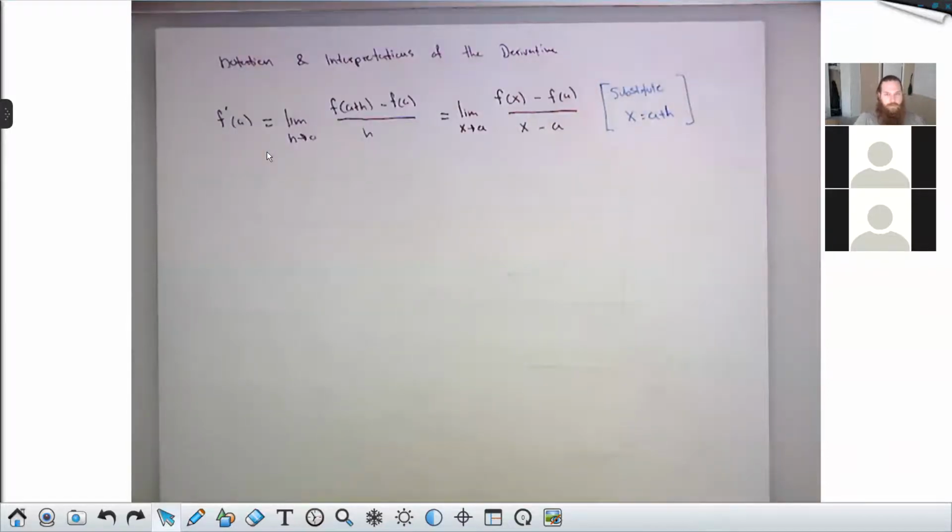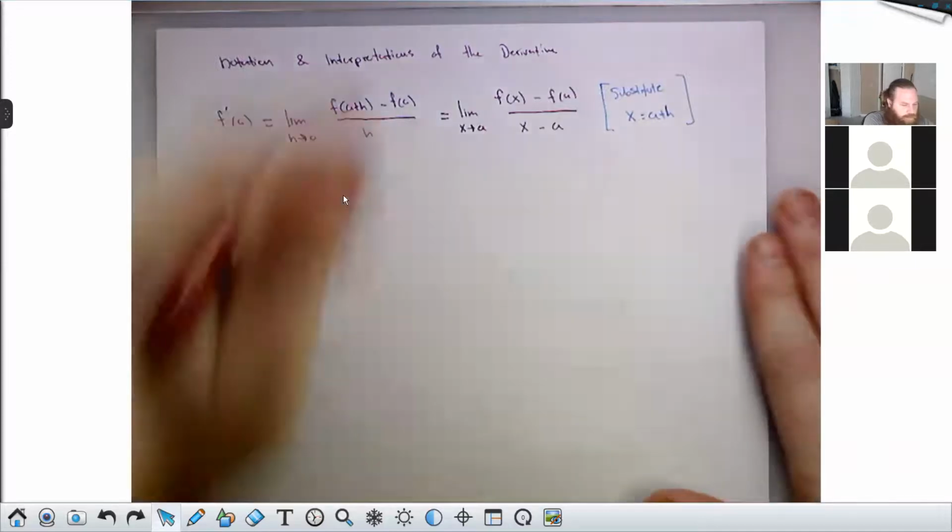Some people prefer the second notation. I prefer the first. You'll sometimes hear this talked about as the derivative at a point versus the derivative as a function. It's literally the exact same thing.